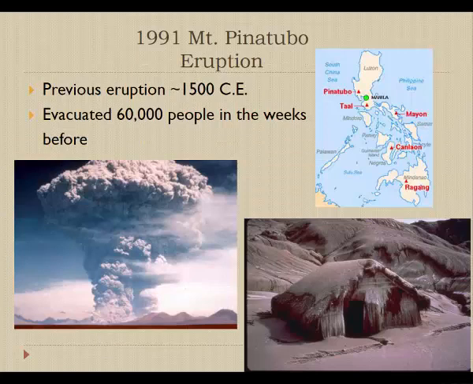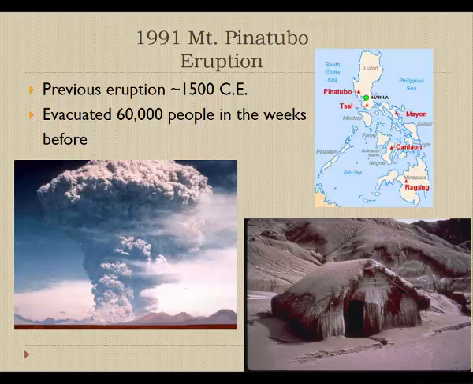Another example of a big eruption that it talks a little bit about in the article that you guys are going to read for your final homework assignment is Mount Pinatubo, which was or is a volcano in the Philippines, and it had previously erupted back in the 1500s, and then it erupted again in 1991, and geologists had some warnings associated with earthquakes and associated with some steam that started to come out of the top of this volcano, that this eruption was going to happen.